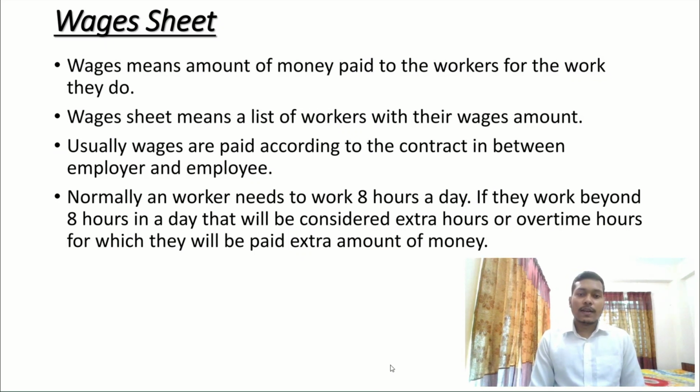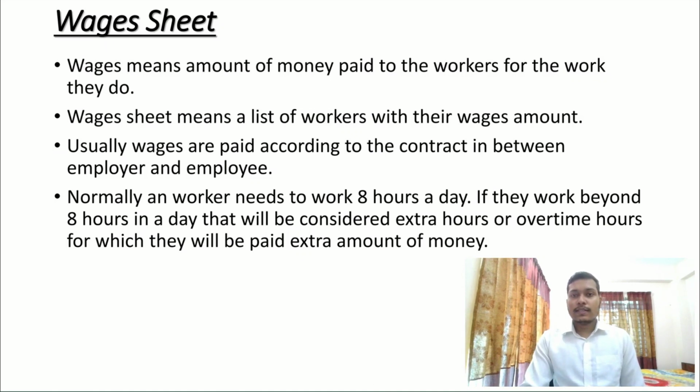Usually, wages are paid according to the contract in between employer and employee. Normally, a worker needs to work 8 hours a day. If they work beyond 8 hours in a day, that will be considered extra hours or overtime hours, for which they will be paid extra amount of money.